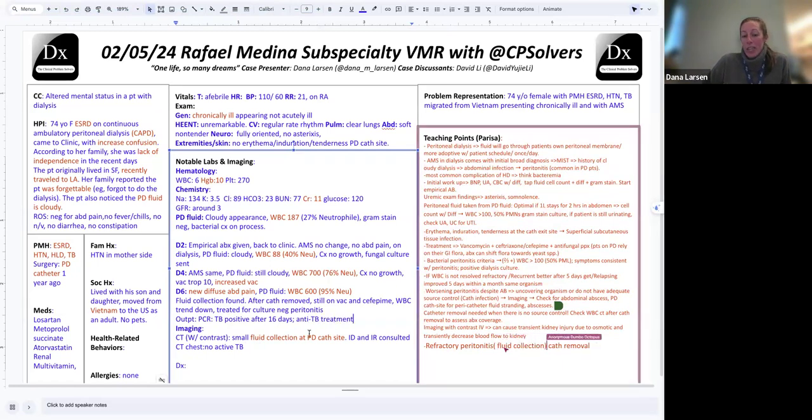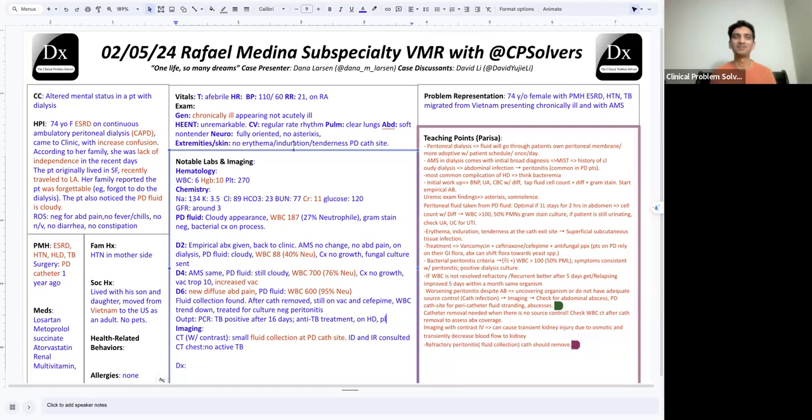And currently she's on hemodialysis while she's undergoing this therapy. However, there's still hope to transition her back to peritoneal dialysis, and that's what she and the family wants, even despite this very long course after she's completed treatment. Wow. What a wonderful ending.